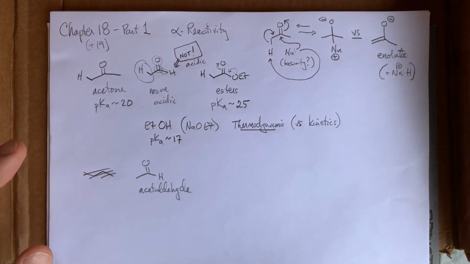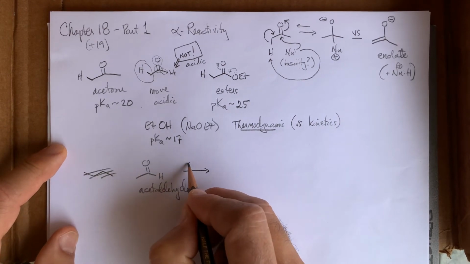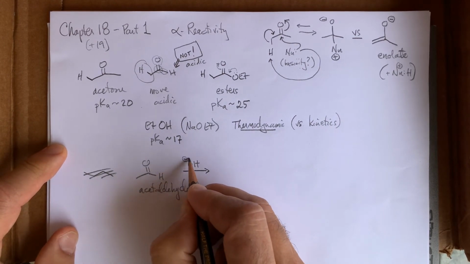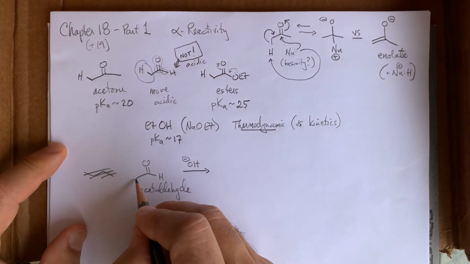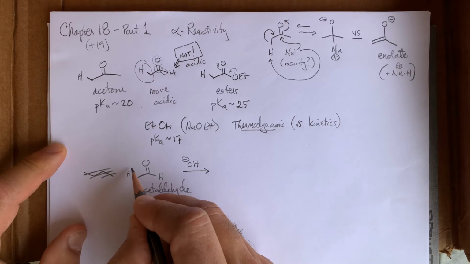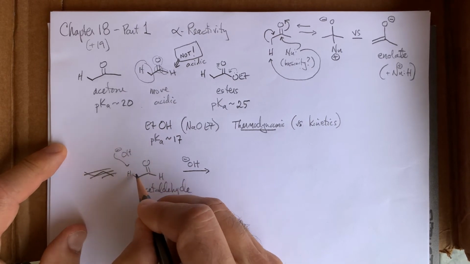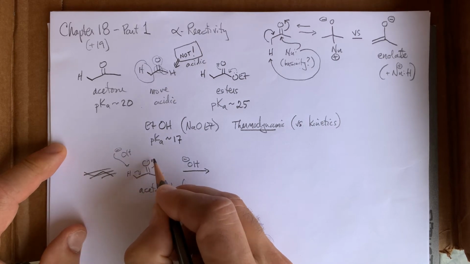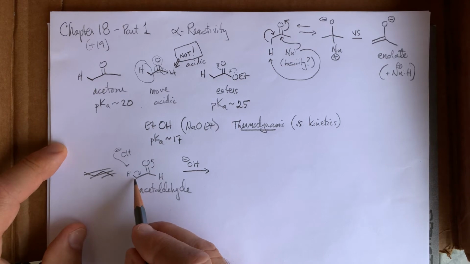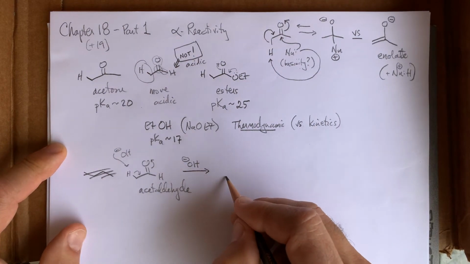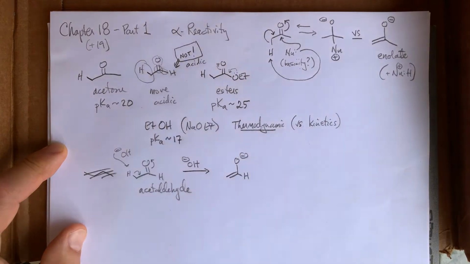If you have acetaldehyde and you put that in the presence of sodium hydroxide, you will do a base catalyzed deprotonation of the alpha position, and you will make an enolate.